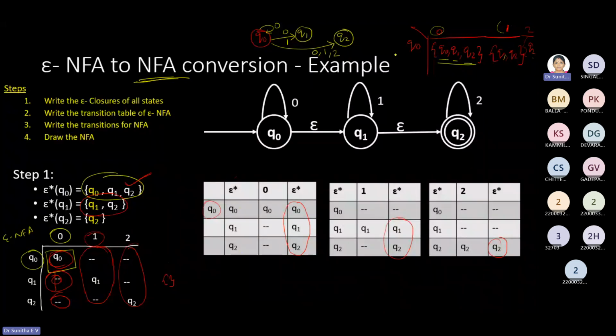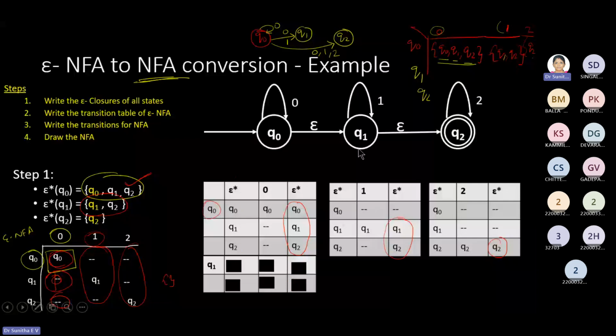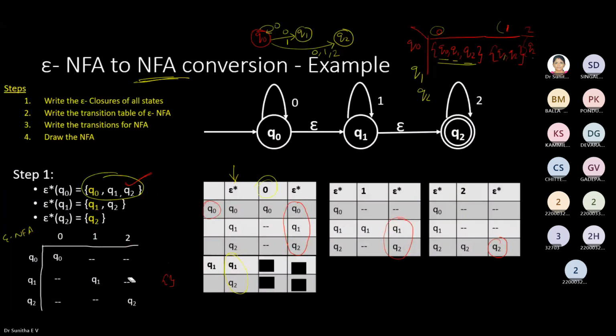Now we have to do the transitions for Q1 and Q2, both the same way. So for Q1, in the first column, we write the epsilon closure of Q1. The epsilon closure of Q1 is Q1, Q2. So we fill in Q1, Q2. And now find the transitions for Q1 and Q2 on 0. On 0, what is the transition? It is all null. So if we take the epsilon closure of the null, it will be null again. It is over. That means on Q1, it is the null set only. There are no transitions from Q1 on 0.